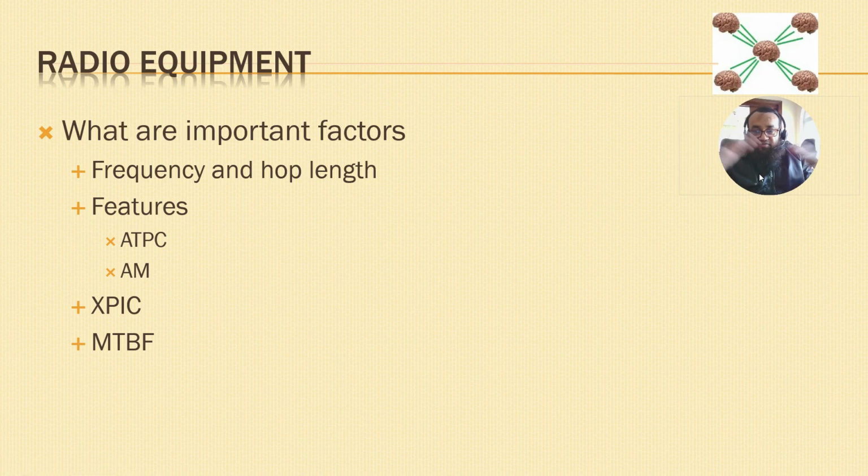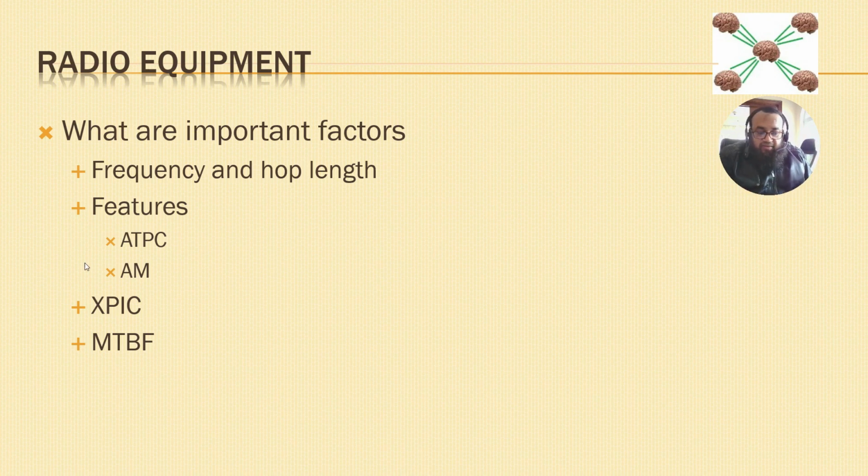So as we were talking about the antenna requirement, let me take you to the radio side now, because we have a link. We'll put some antennas and some radios, IDU and ODUs. What are the important factors for radio? Again frequency and hop length, some of the radio features, XPIC and MTBF of the radio. These are only some of the things, as I told you, that I will just start as an introduction, and then we will build over it.